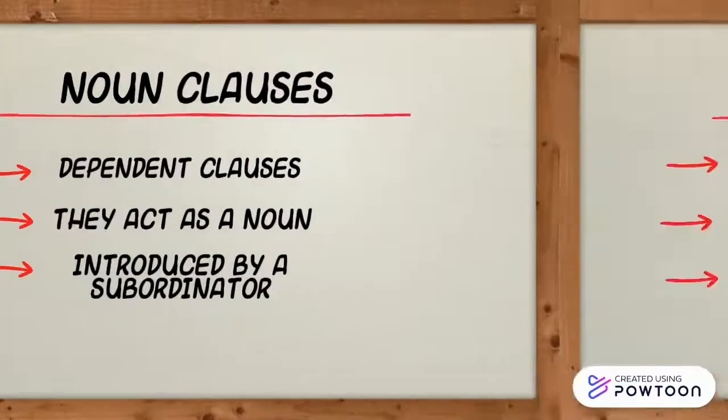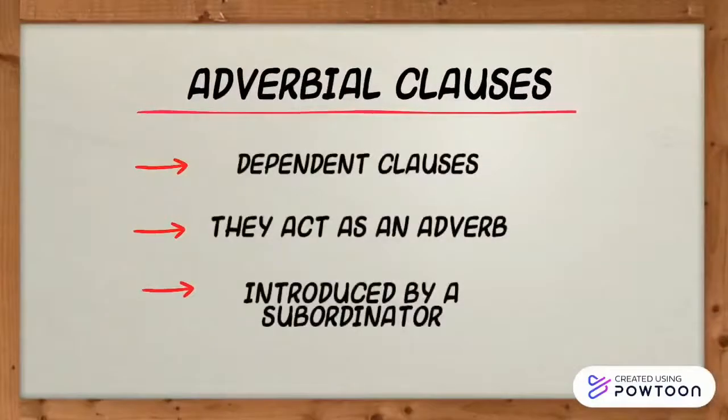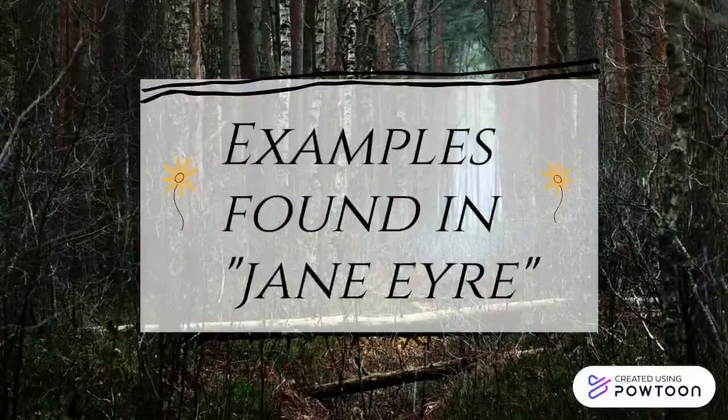Then we have relative clauses. They are dependent clauses that precede and modify a noun or a pronoun. They are often introduced by the subordinators whose, who, which, that, where, and when. And last but not least, we have the adverbial clauses, which are dependent clauses that function and act as an adverb. They modify the main verb that is present on the clause. Now that we know all of this, let's get into the examples that were found on the novel.